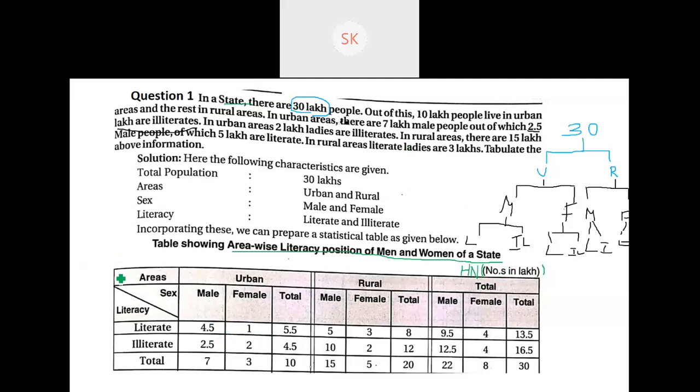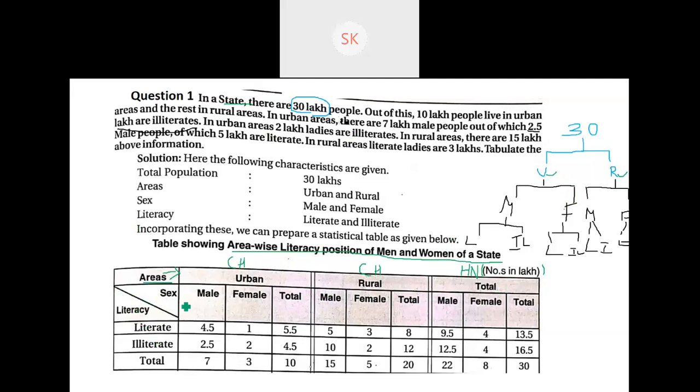Now we will give the stub headings. Stub headings are your row headings. First common heading is area. Area is for your columns. This is column heading. Urban is one column heading. Rural is another column heading. See, that is what I'm doing. The main classification, urban, rural, that has been considered here. Then I give another total column. Always have a total column.